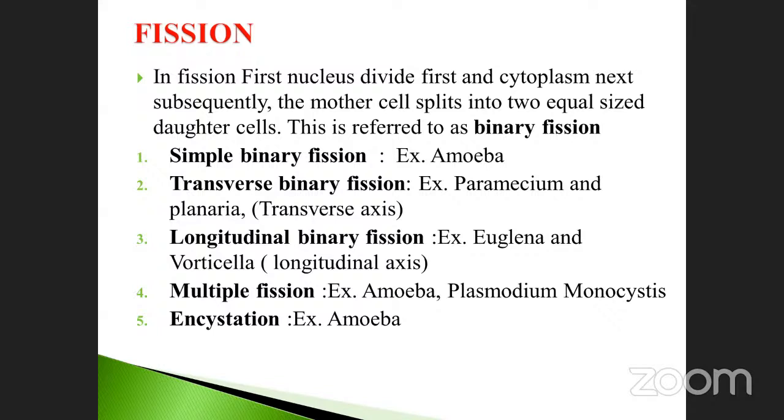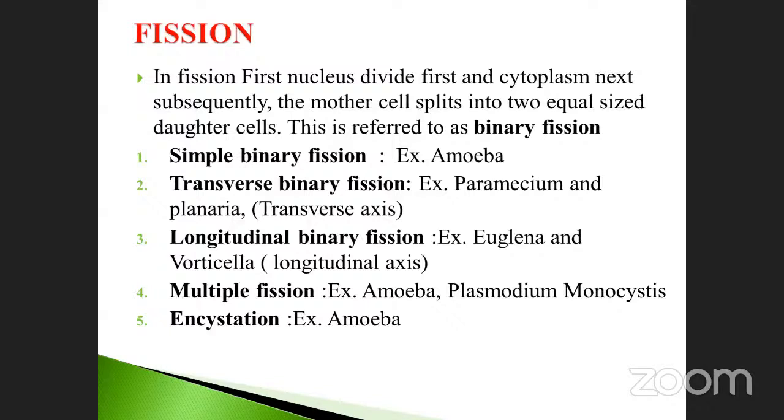Okay, and encystation, an example is amoeba. What is the meaning of encystation? It means cyst formation. You must note it down. During unfavorable conditions, for example high temperature or cold temperature, microorganisms like amoeba produce an outermost covering, a hard coat like that, which is called a cyst. So these are the types of fission here.